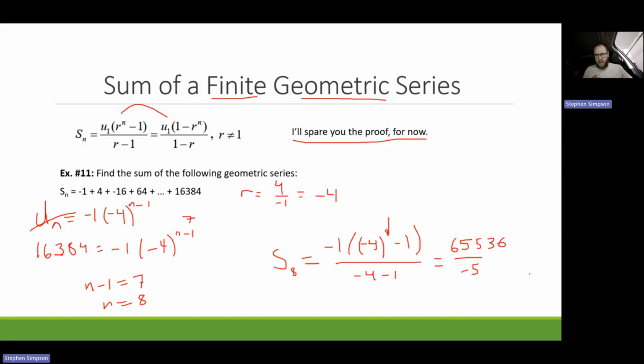divided by -5. Oh, I forgot to subtract 1. That's why it's not dividing evenly. So make that a 5 instead of a 6. 65,535, pardon me. Let's divide that by -5. And we get negative 13,107. There's an example.